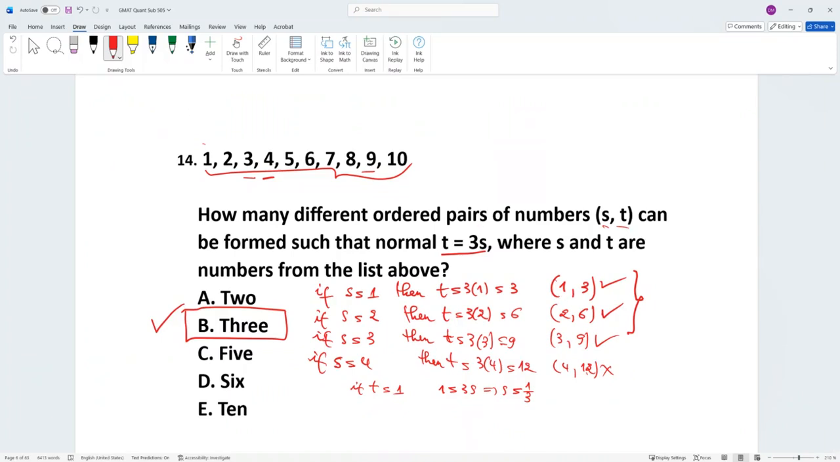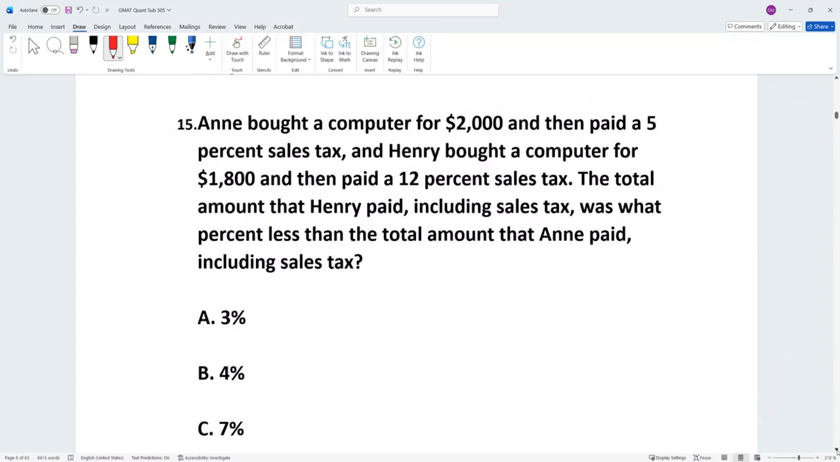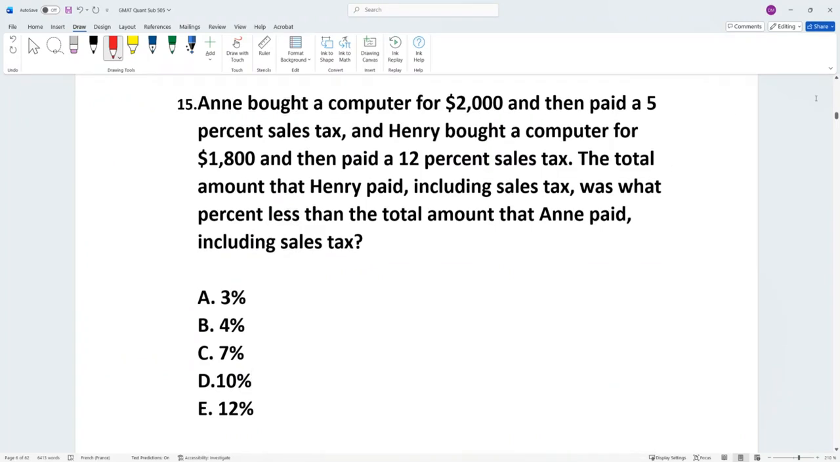All right. Question 15. Now, this question can be a little bit tricky, okay?